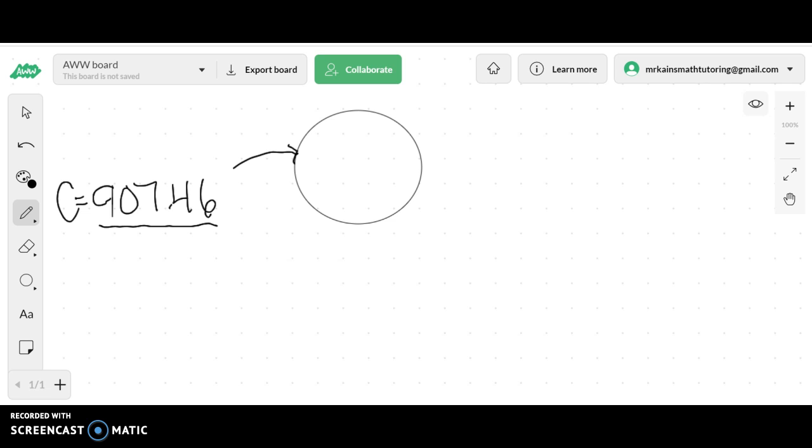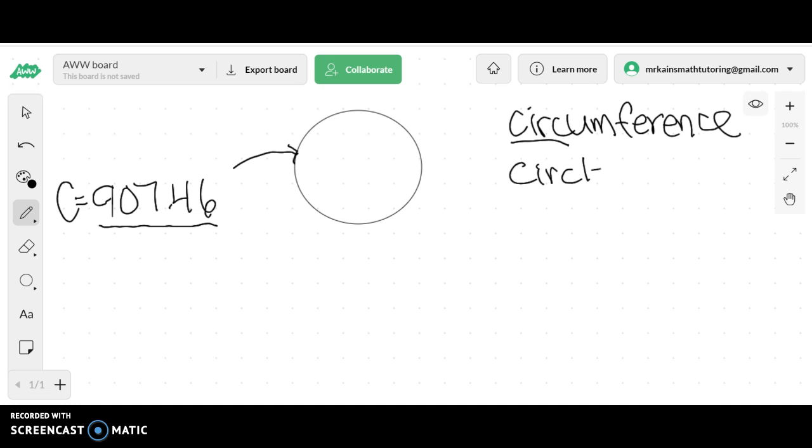907.46 units. Well, let's talk about this word first, circumference, because we want not just to learn this once, we want to remember this forever. So, circumference. Notice when we're learning things, we want to listen to how they sound. How does it sound? Circumference. I hear the beginning of the word circle. So right away, circumference is going to be about a circle. That's important. So circle. All right.